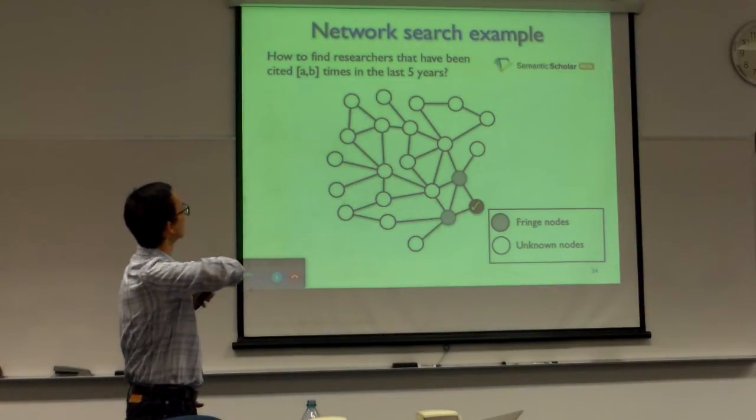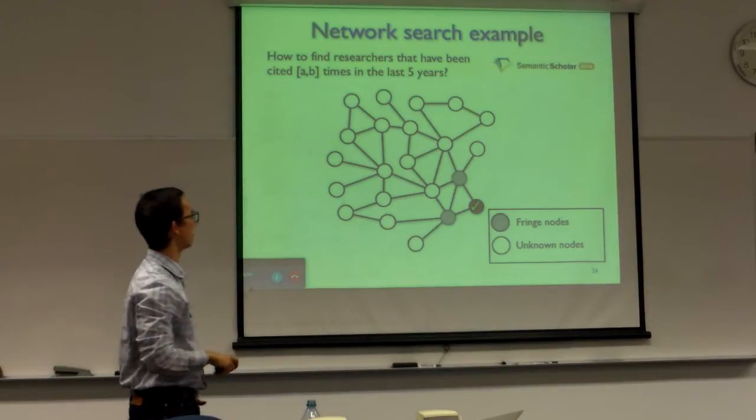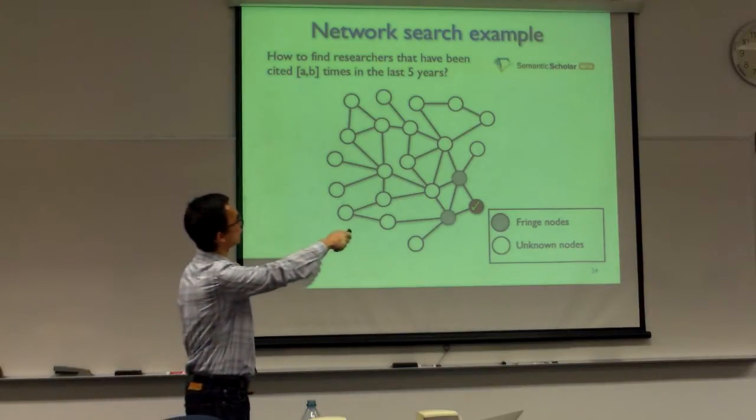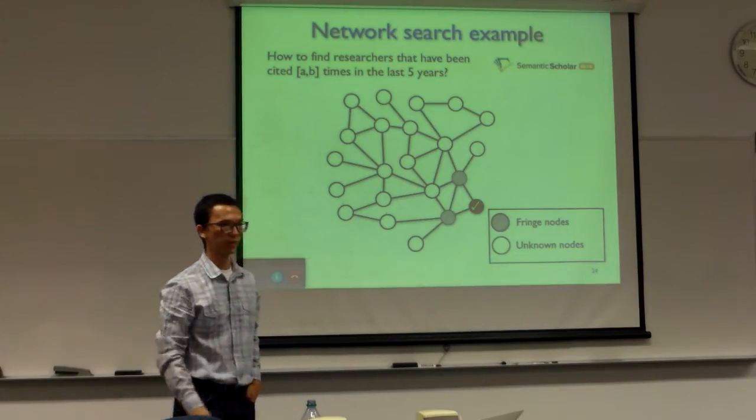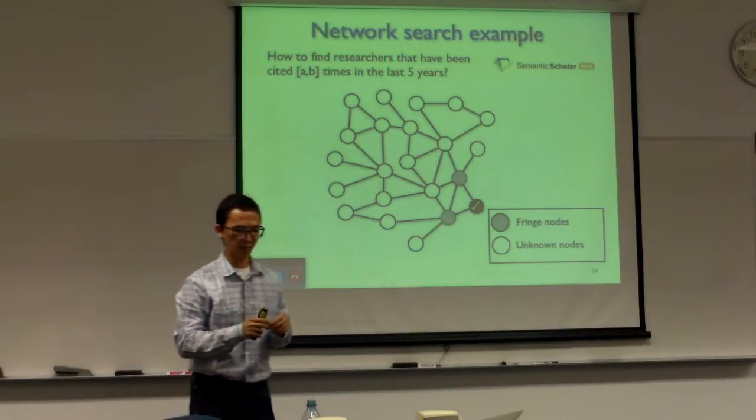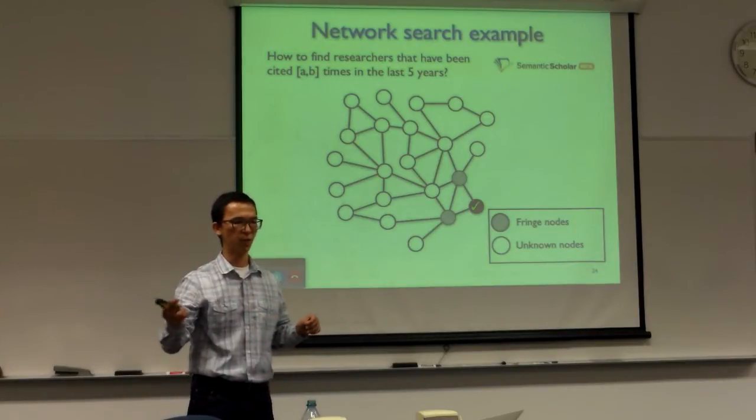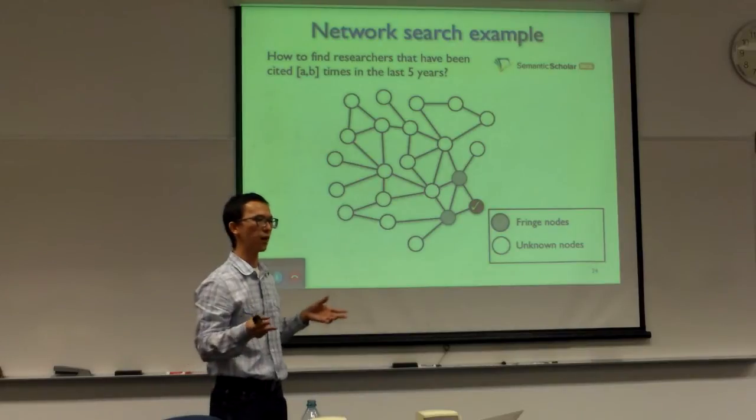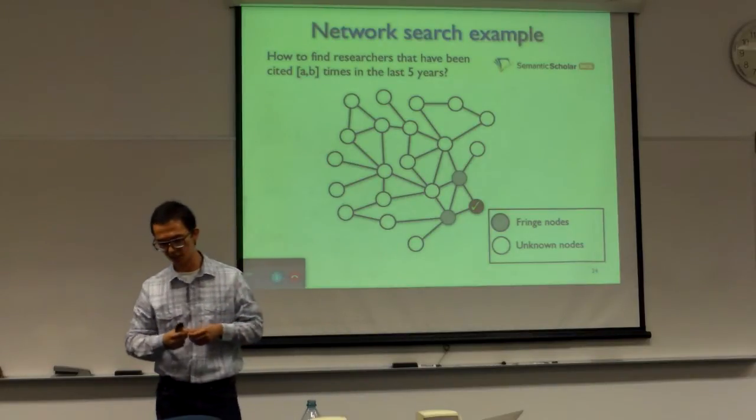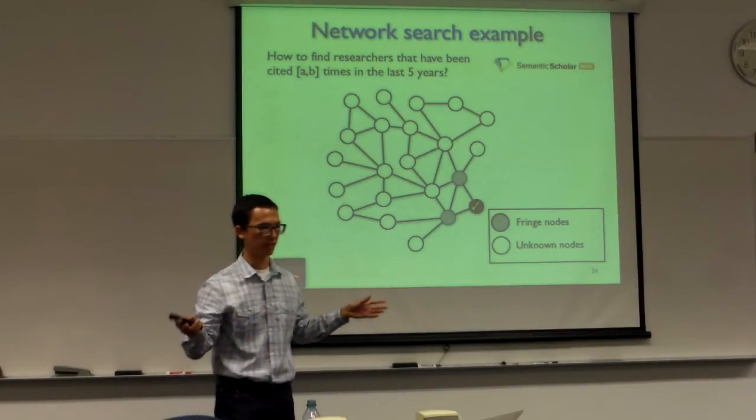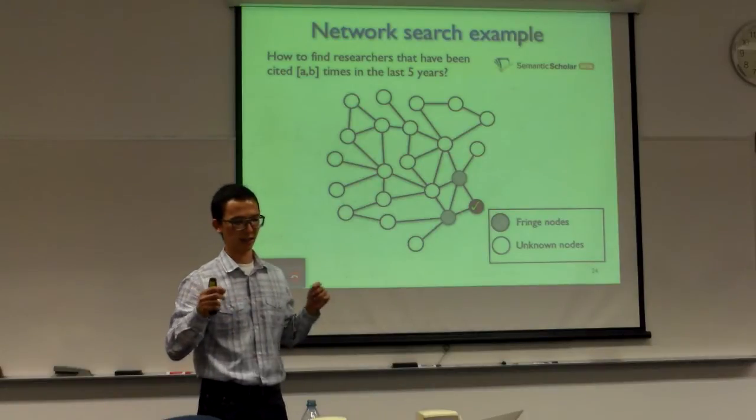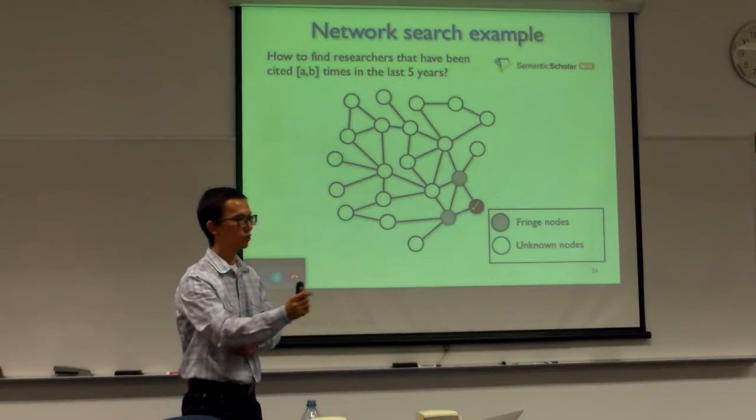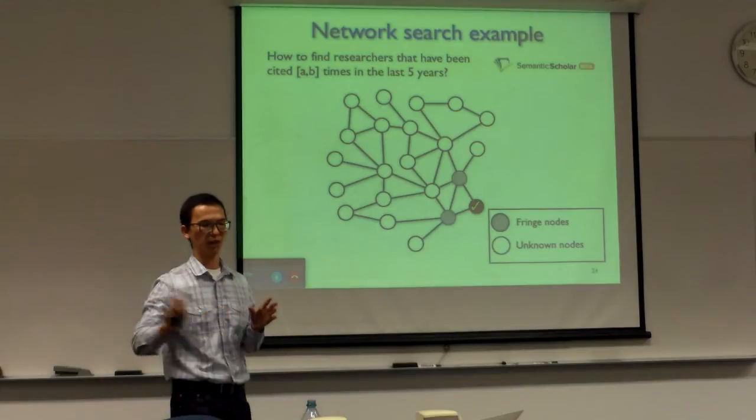So to illustrate that more abstract problem, I have a specific example where we want to find researchers that have been cited between A and B times in the last 5 years. You could use the website Semantic Scholar to perform a search like this. This is a project where Andrew McCallum is involved. They automatically generate profiles for researchers, and you can see their publications, the number of citations in the last few years, and their collaborators, and also who are the influencers and who they influence.